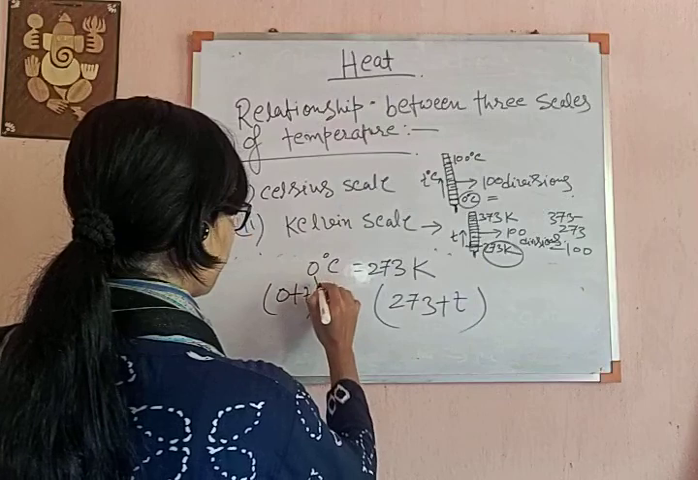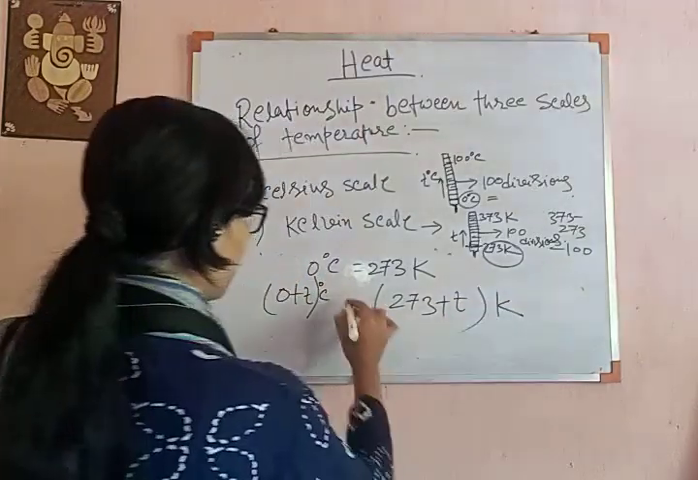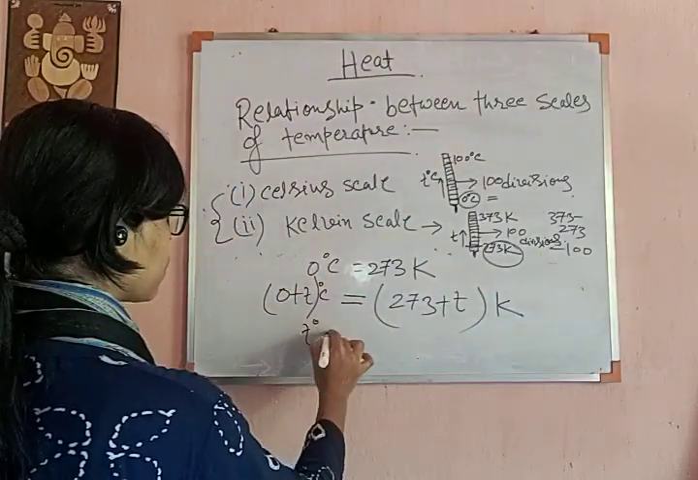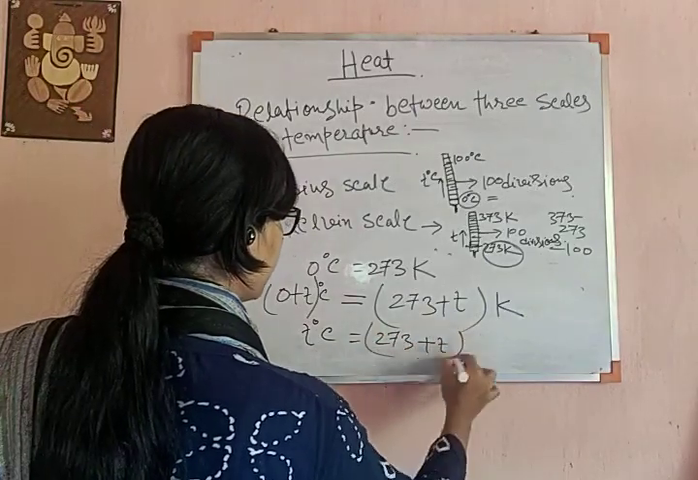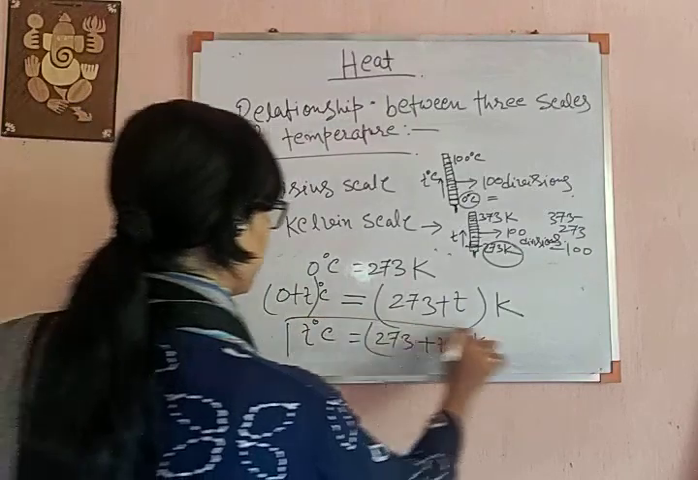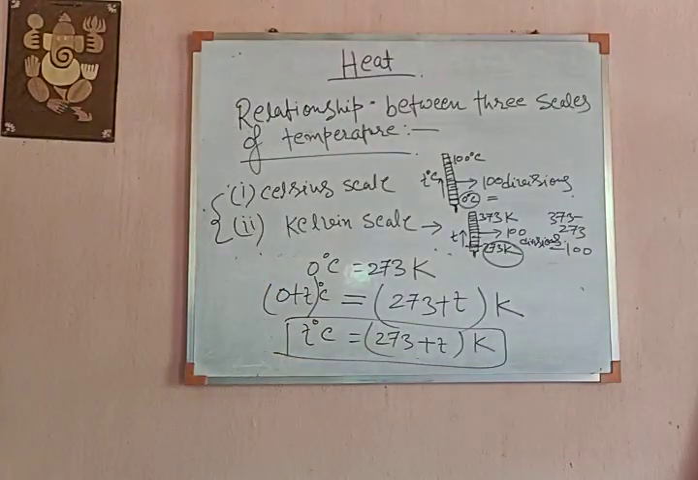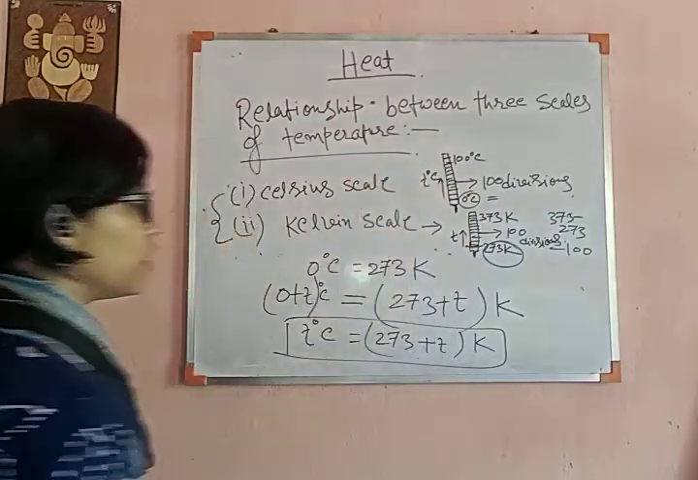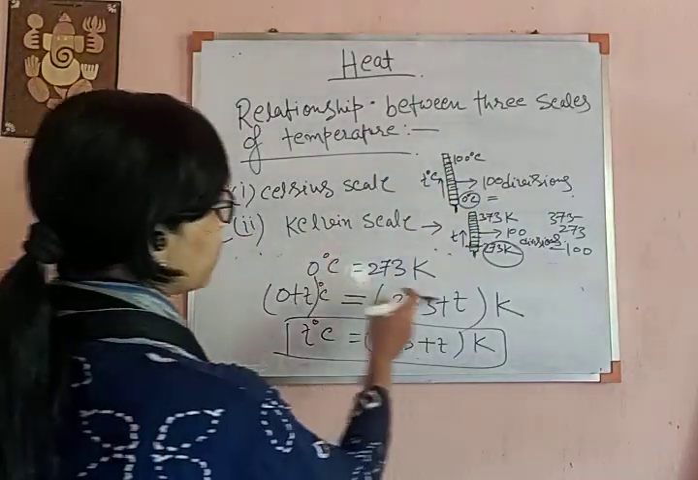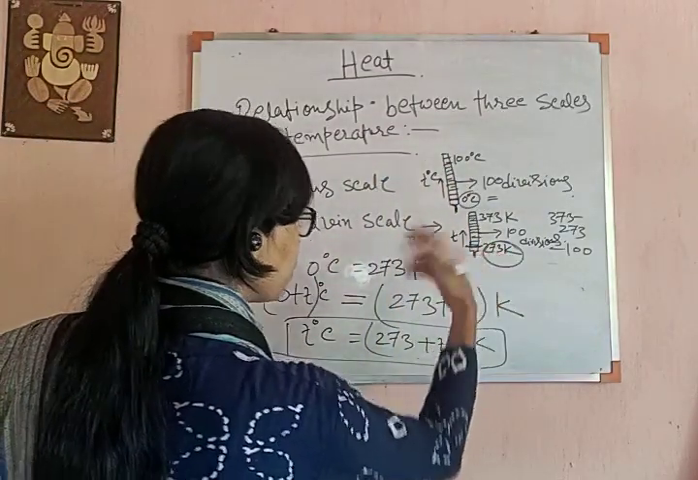So it is in Kelvin. Now correlate these two: T degrees Celsius becomes 273 plus T Kelvin. This is the relationship between Celsius scale and Kelvin scale. That is, you are increasing the temperature by T degrees Celsius, adding it to both. That is 0 plus T in Celsius scale, and in Kelvin scale it is the initial 273 plus T.